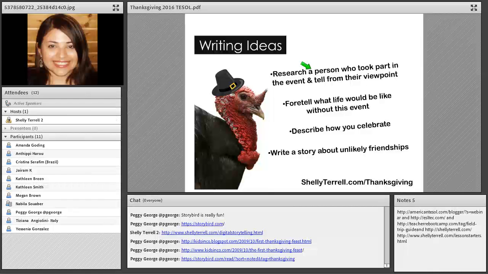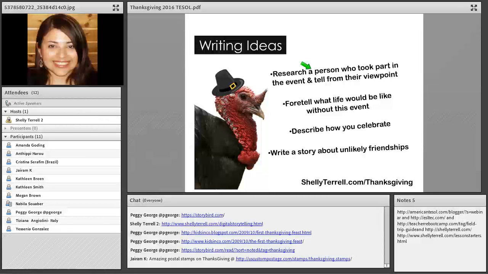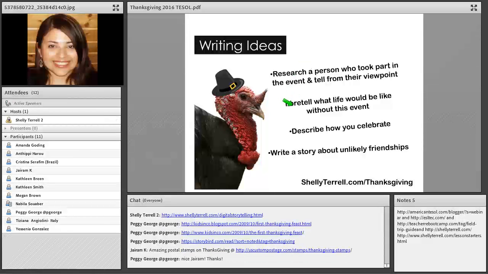How about maybe a pastor or a preacher of the village? How about a man or a woman pilgrim? Or how about an adult female? What would have been her role? How would she have participated? So you can tell it from different points of view in research.